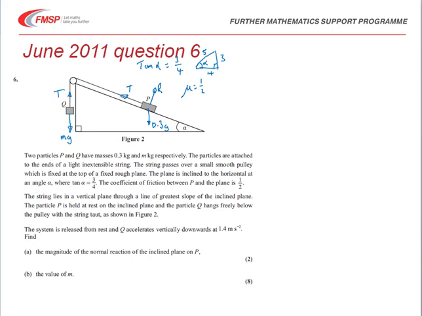So the next part says that the system is released from rest and Q accelerates vertically downwards. So there we are. Q is going to accelerate down here with an acceleration of 1.4 meters per second squared. That allows us, of course, to say, right, if it's accelerating downwards, P is going to go up the plane so that the frictional force on P is going to be acting down the plane. Having done all of that, we were asked to find the magnitude of the normal reaction of the inclined plane on P and the value of M.